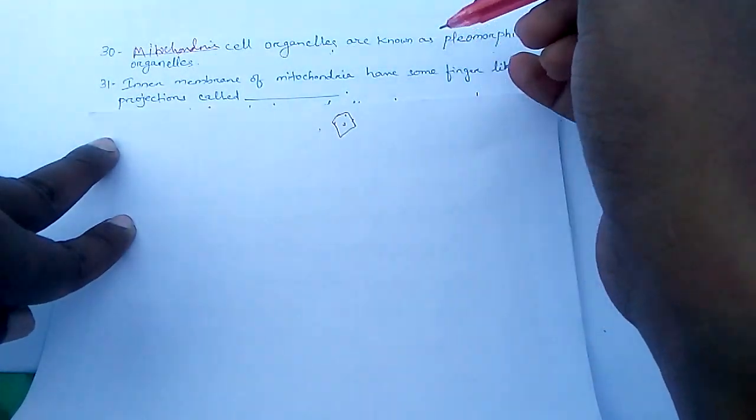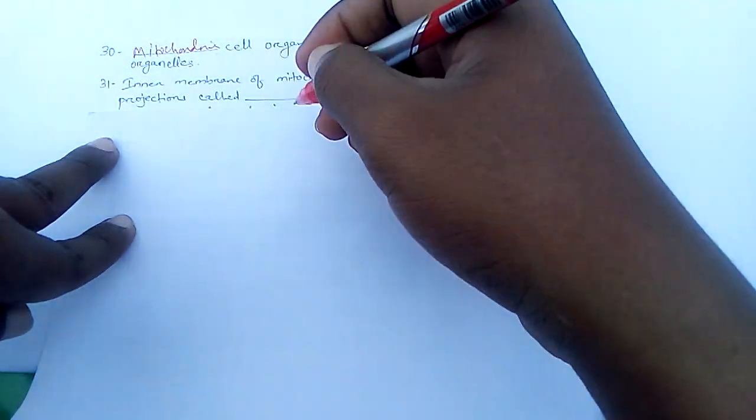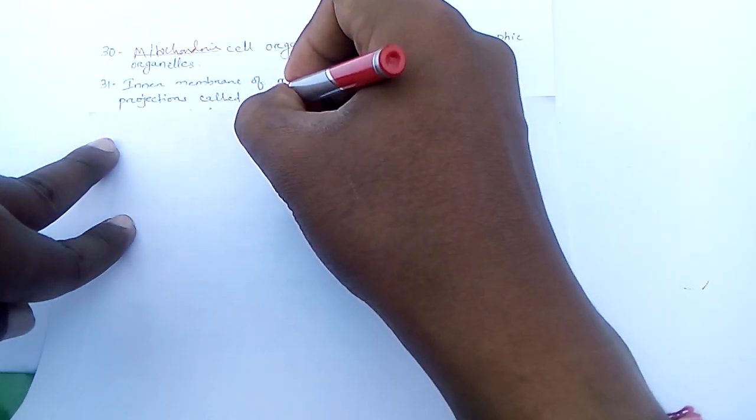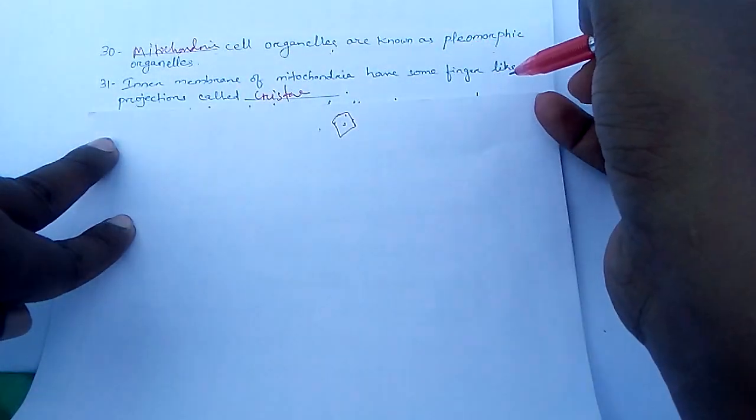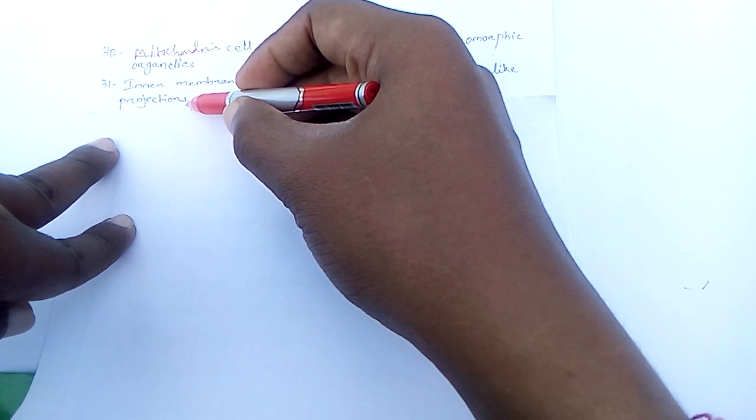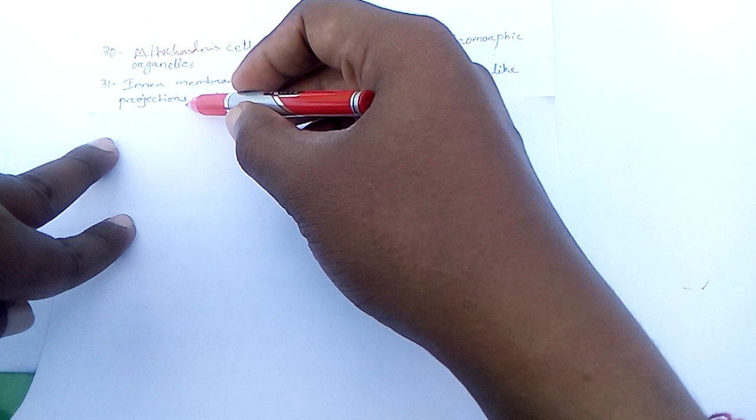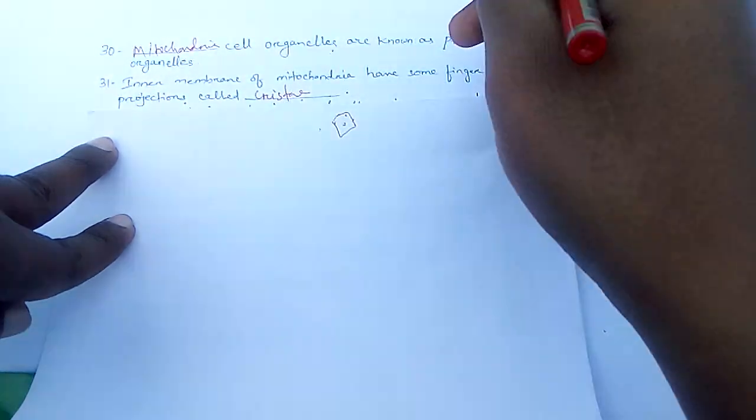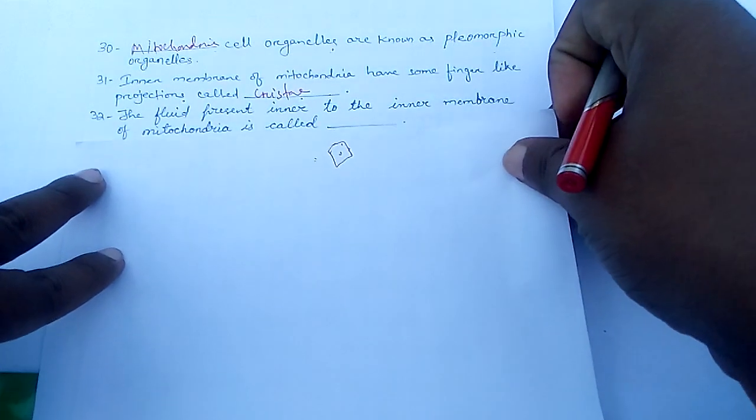Inner membrane of mitochondria have some finger-like projections called dash. Finger-like projections of the inner membrane, very simple, are known as cristae, C-R-I-S-T-A-E. The question asks about projections in the plural, that's why I am writing cristae. If it is written as projection, in the singular form, that is crista.